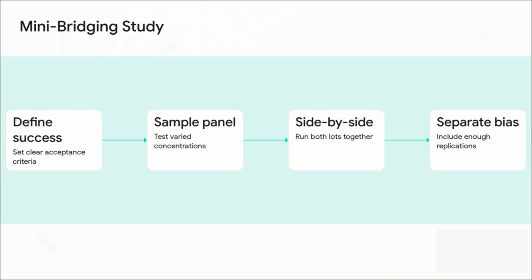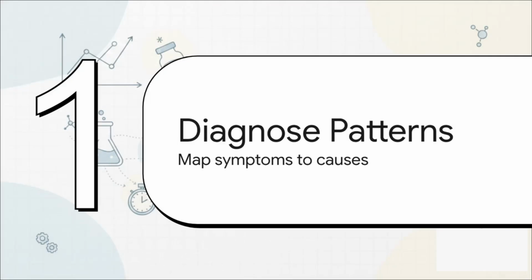You need enough replication to know what's a true systematic bias versus just normal everyday assay noise. Moving right along to Section 3, diagnosing assay failure patterns. Okay, so you've got your data from the mini bridging study. Let's map out what those failure patterns are actually trying to tell you.